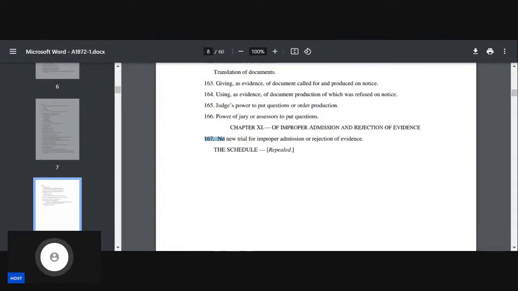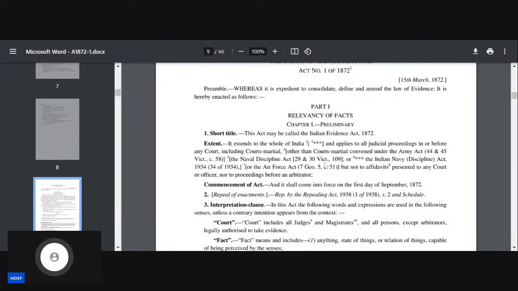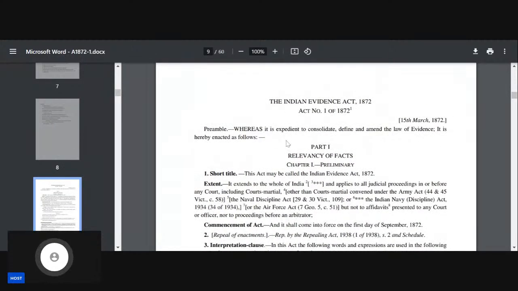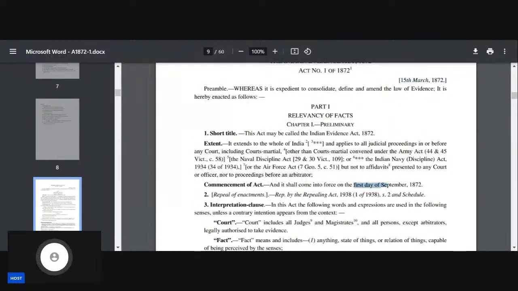Okay, students. So let me start with the first part and the preamble. Now you can see here is written 15th March 1872, and this act may be called the Indian Evidence Act 1872. The commencement is the first day of September 1872.